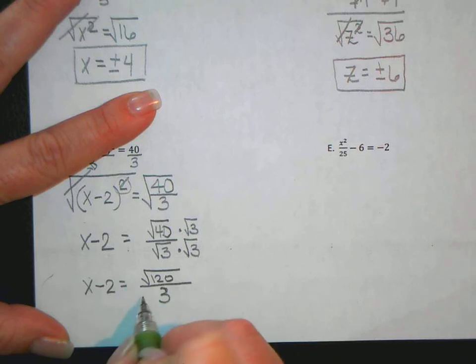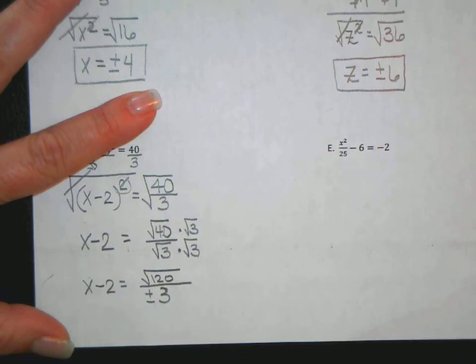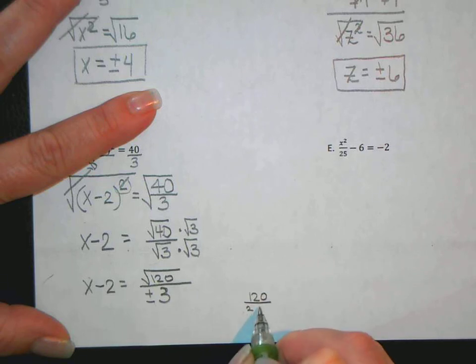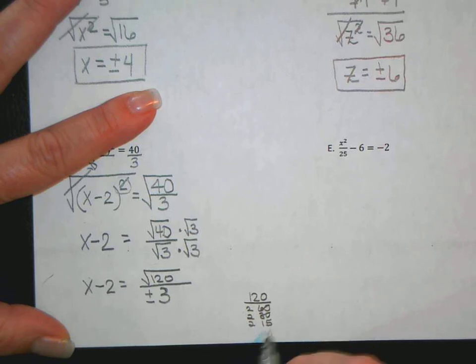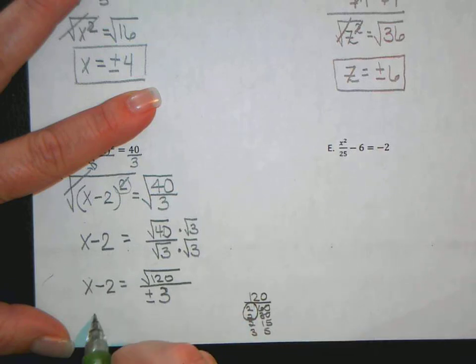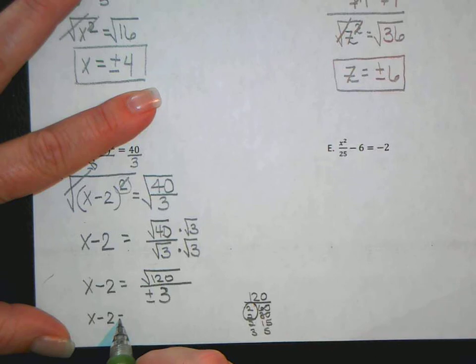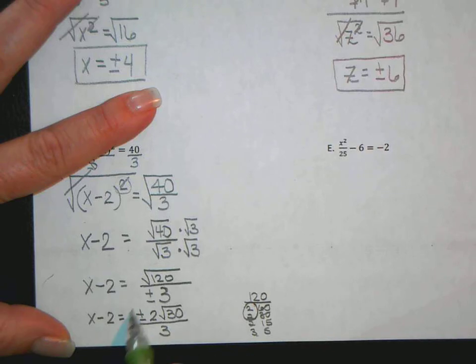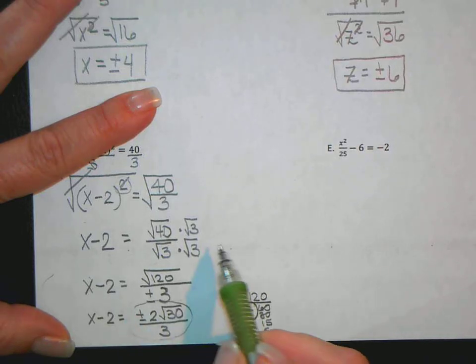Now remember, because they're square roots, this is positive or negative. Still not quite done. I'm going to give you a little word of advice. Go ahead and simplify 120. So 120 can be broken down into 2 and 60, 2 and 30, 2 and 15, 3 and 5. So my simplified form, there's my pairs. The simplified form of this would be x minus 2 equals the positive or negative 2 on the square root of 30 all over 3. So this right here is just the simplified form of this.